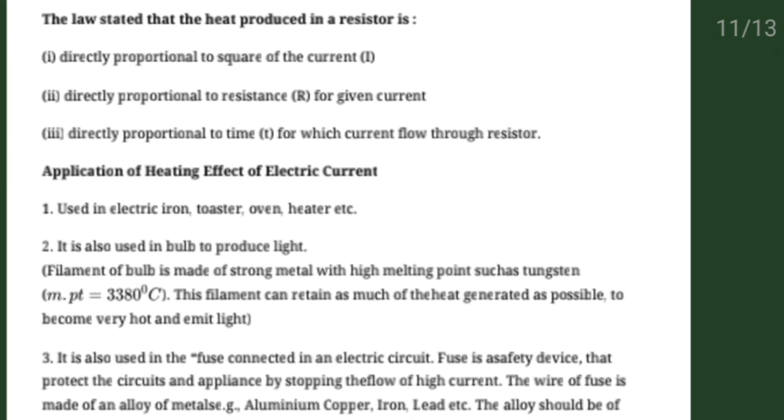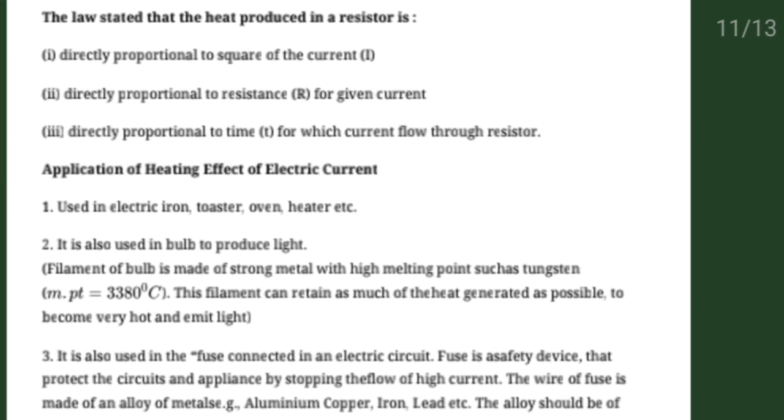Now, applications of the heating effect of electric current. First, it is used in electric iron, toaster, oven, heater, etc. Second, it is also used in a bulb to produce light. The filament of a bulb is made of a strong metal with a high melting point such as tungsten, whose melting point is 3380 degrees Celsius. This filament can retain as much of the generated heat as possible to become very hot and emit light.